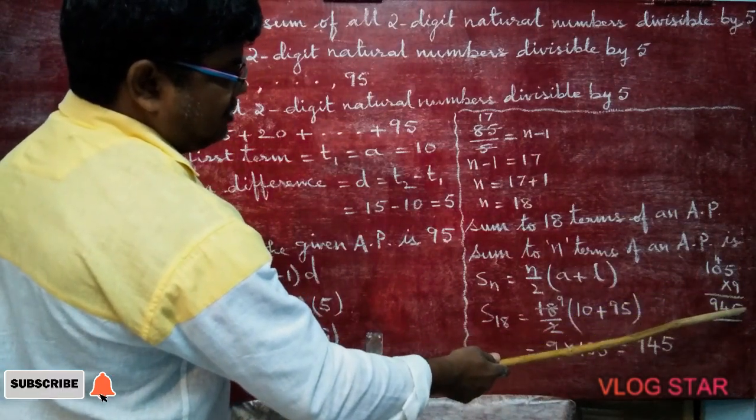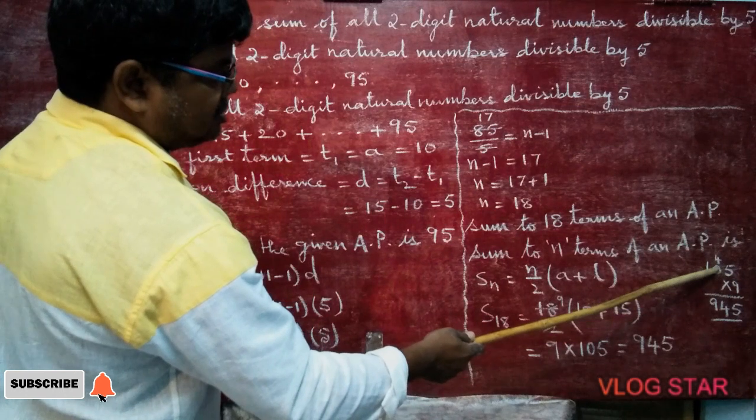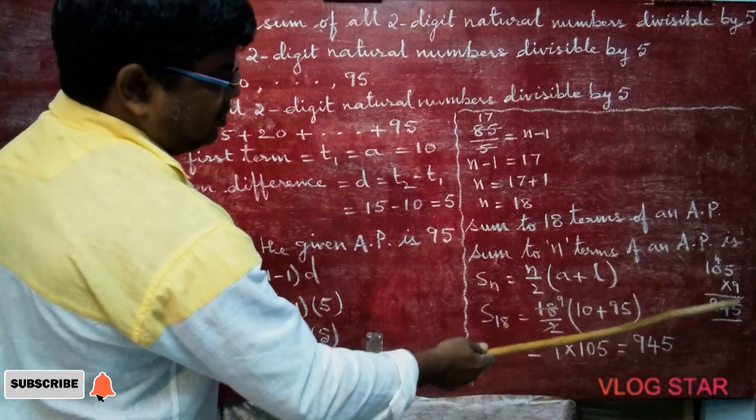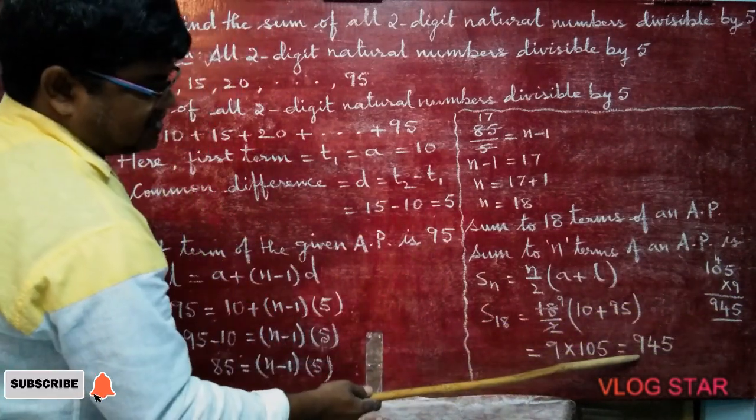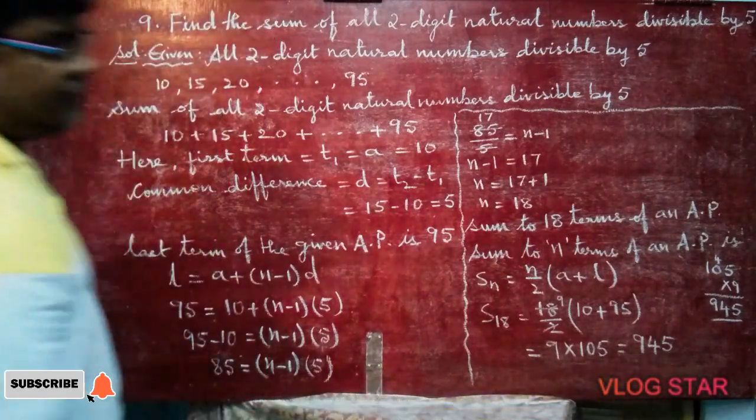9 5s are 45. 5 you keep here, 4 here. 9 zeros are 0. 0 plus 4 is 4. 9 ones are 9. So what is the answer? 945.